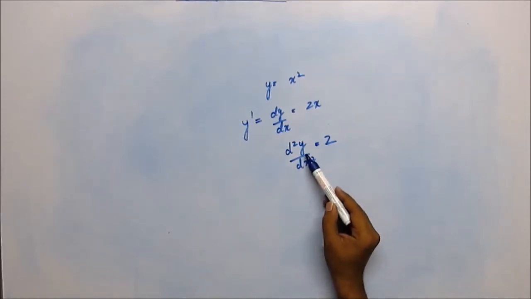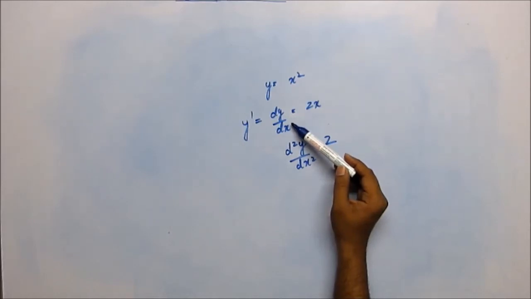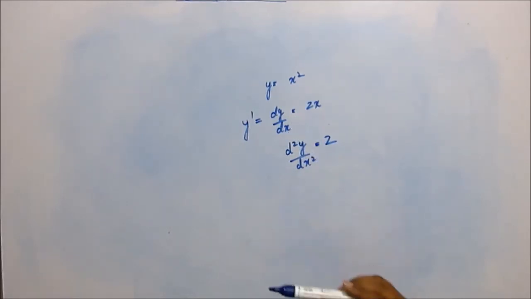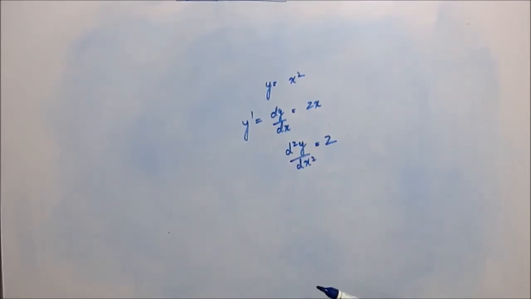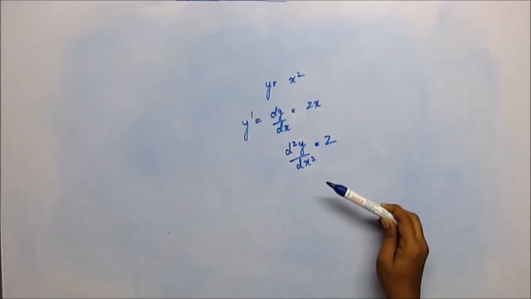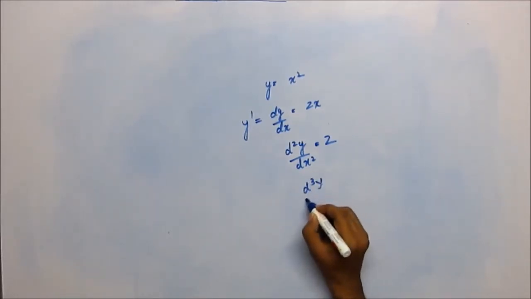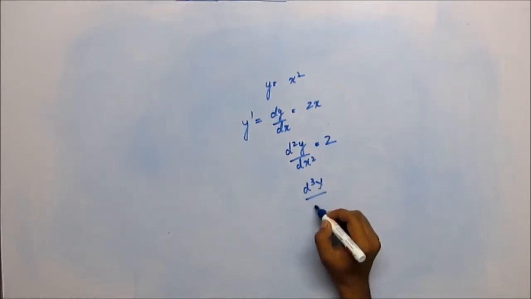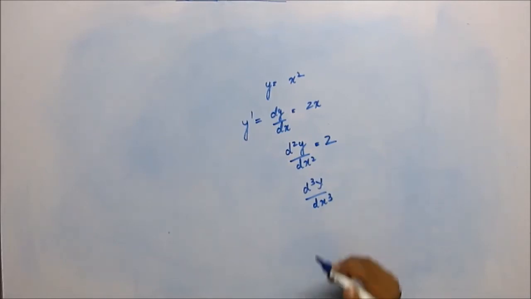Now this is called second differential of y with respect to x. This is the first differential of y with respect to x. When you differentiate it for the first time, it is dy by dx. When we go on differentiating it for the second time, it is d square y by dx square. If we go on doing it for the third time, that will be d cube y by dx cube. This will be called as third differential.